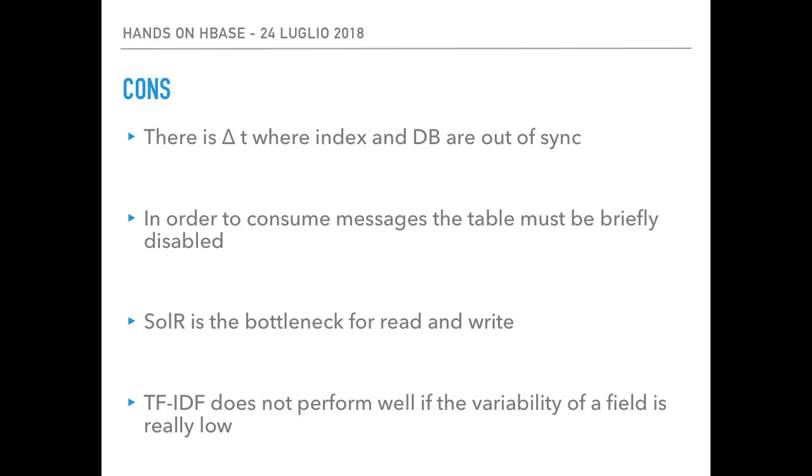But the good thing is that you can scale it independently from all the other components. So if you find out that the response time of Solr is a problem for you, you can just put more instances of it and parallelize the indexing process. And also, if you have a low variability of a field, term frequency inverse document frequency doesn't perform very well. So those indexes that are built upon fields that don't vary that much don't perform as well as the other ones. But you can think about different ways to tackle this problem on the HBase side if you know exactly what the variability is.